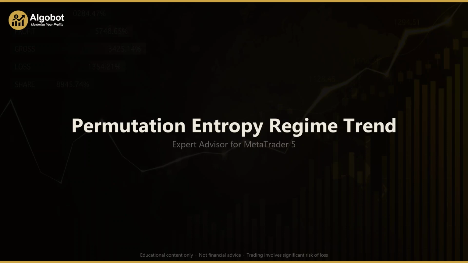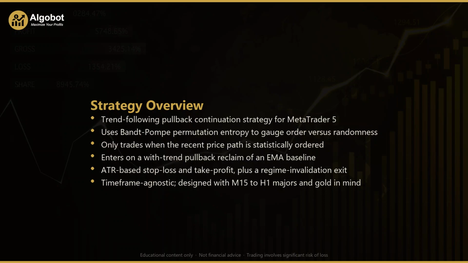To answer that, it uses a complexity measure called permutation entropy, paired with a moving average baseline. By the end of this video, you'll understand exactly how that entropy gate works and how the entries and exits are built. Let's get started. Let's start with the big picture.